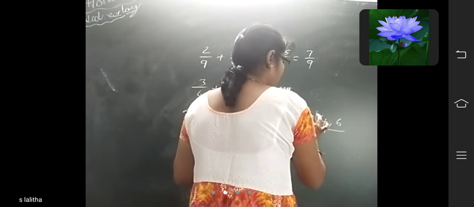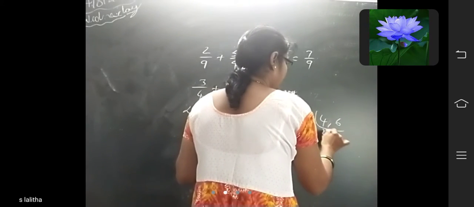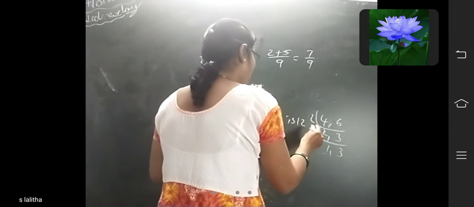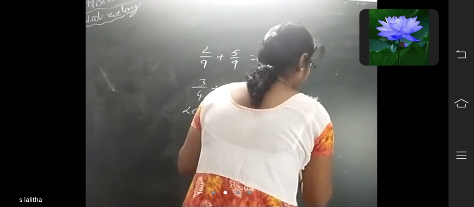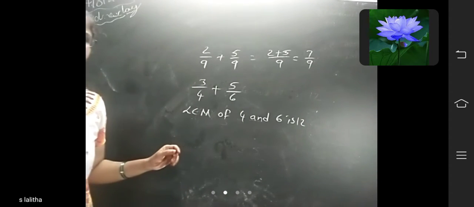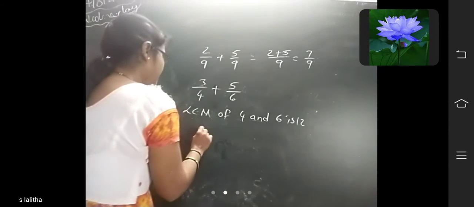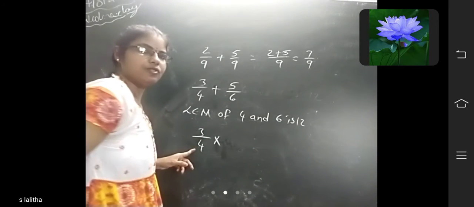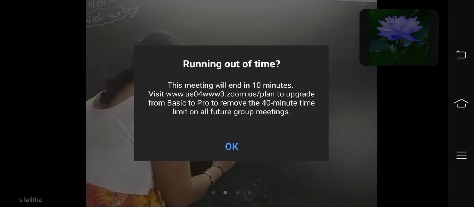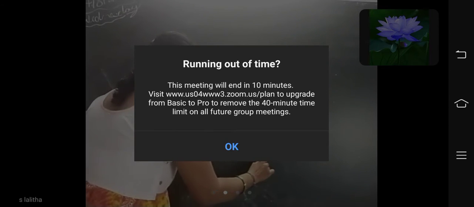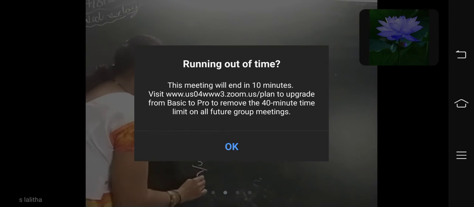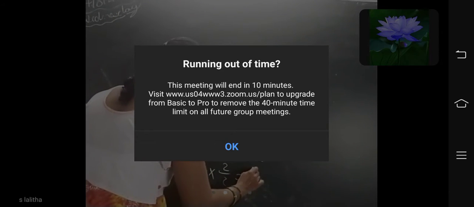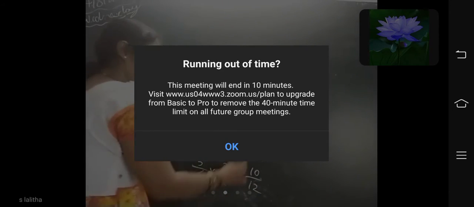4 ones are 4, 4 twos are 8, 4 threes are 12; 6 ones are 6, 6 twos are 12. So the LCM of 4 and 6 is 12. First fraction 3 by 4: in the 4 table, how many times is 12? 3 times. 3 by 3: 3 threes are 9, 4 threes are 12. Next, 5 by 6: in the 6 table, how many times is 12? 2 times. 2 by 2: 10 by 12.